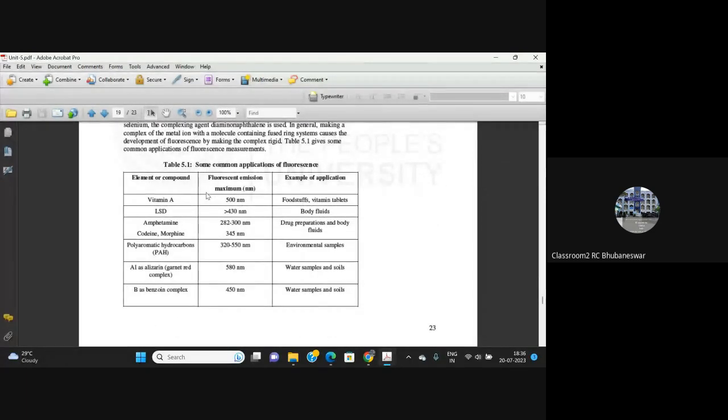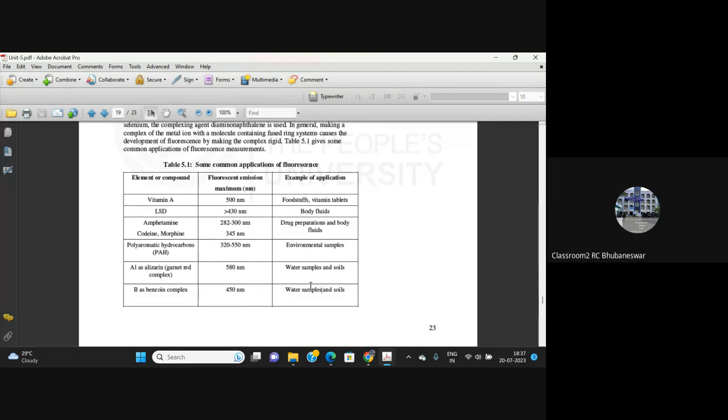Here you see some common applications. In day to day life, you will see vitamin A, morphine, then alizarin. These are in some way drug molecules, and vitamins. They are all fluorescent in nature. Examples of application are foodstuffs, vitamin tablets, body fluids, drug preparations, environmental samples, water sampling, soil. Everywhere you will be seeing fluorescence.